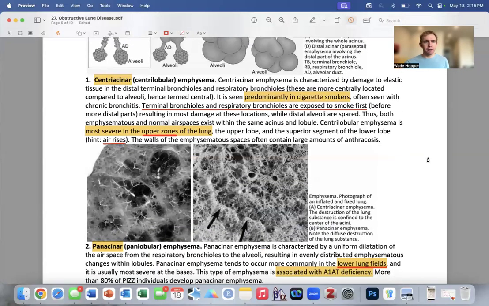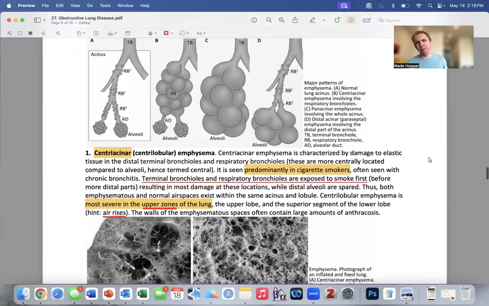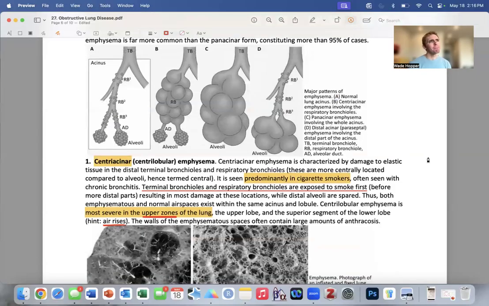Back to the text. Centroacinar emphysema is seen predominantly in cigarette smokers. It's because your terminal bronchioles kind of sponge the majority of the damage from cigarette smoke. So you might have heard this before, but filters on cigarettes.